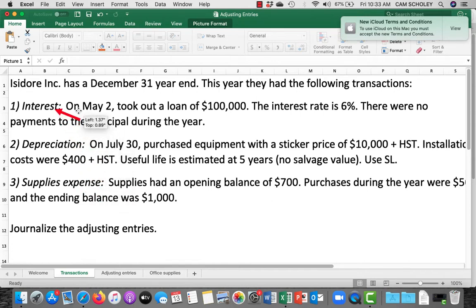Okay, so let's start with number one, interest. On May 2nd, Isidore Inc. took out a loan of $100,000 with an interest rate of 6%, and there were no payments to the principal during the year. So we're just going to keep everything really simple. That's really all that is expected at the introductory accounting level. So let's solve number one.